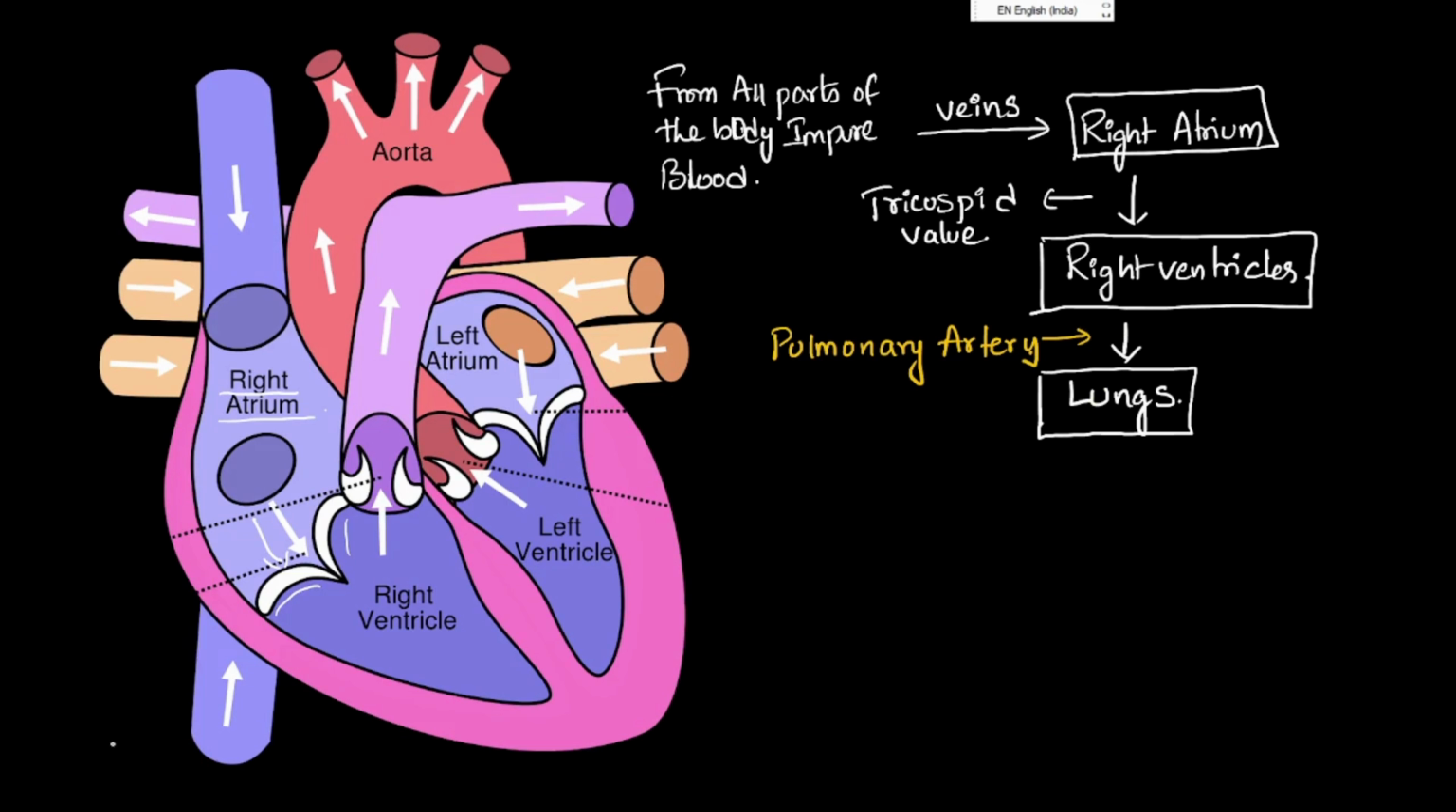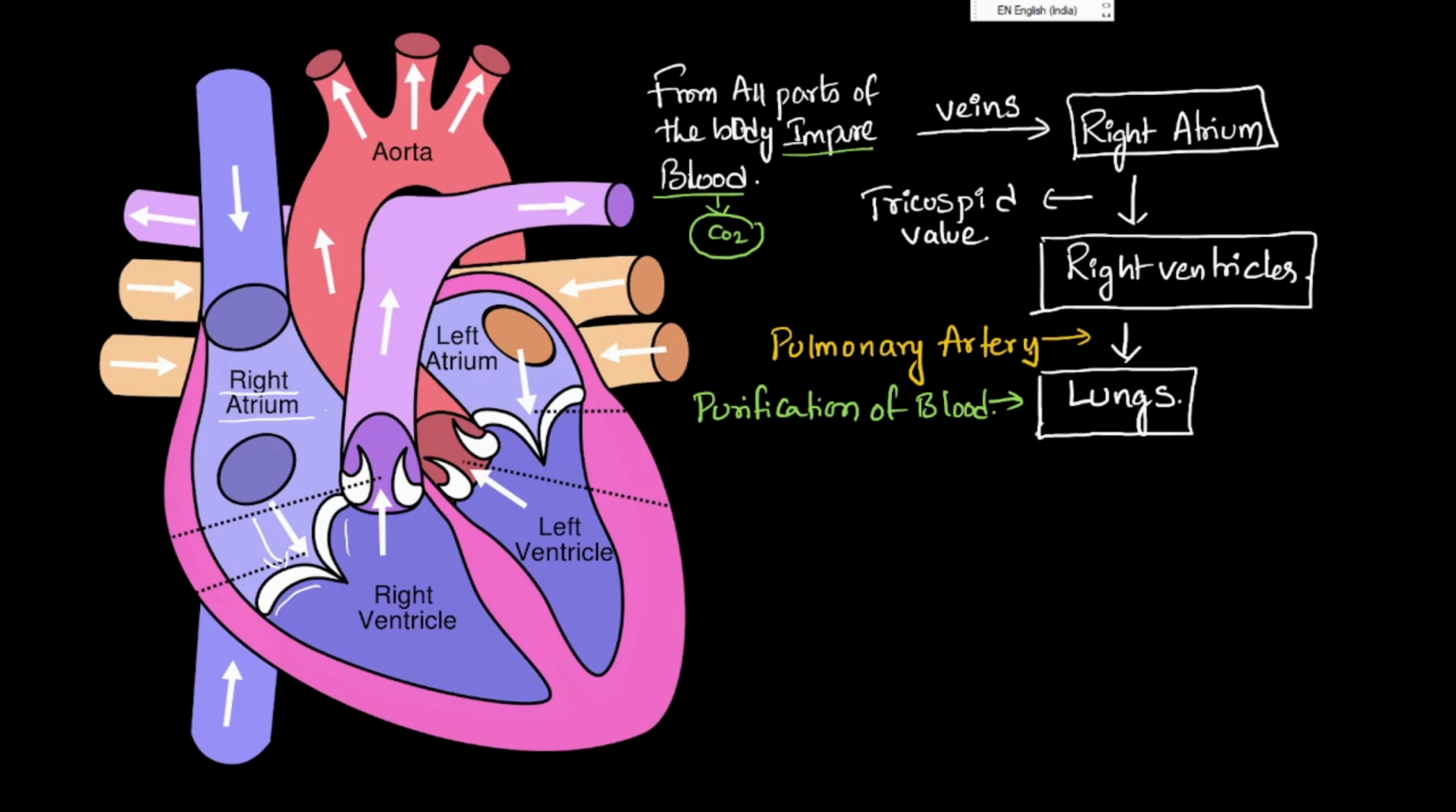Then what happens inside the lungs? Purification of blood takes place. Purification of blood means the carbon dioxide present in the blood will be removed and oxygen will be inserted into it. Impure blood is the blood which has more carbon dioxide, and once the blood is purified, it consists of more oxygen. In the place of carbon dioxide, oxygen is inserted.